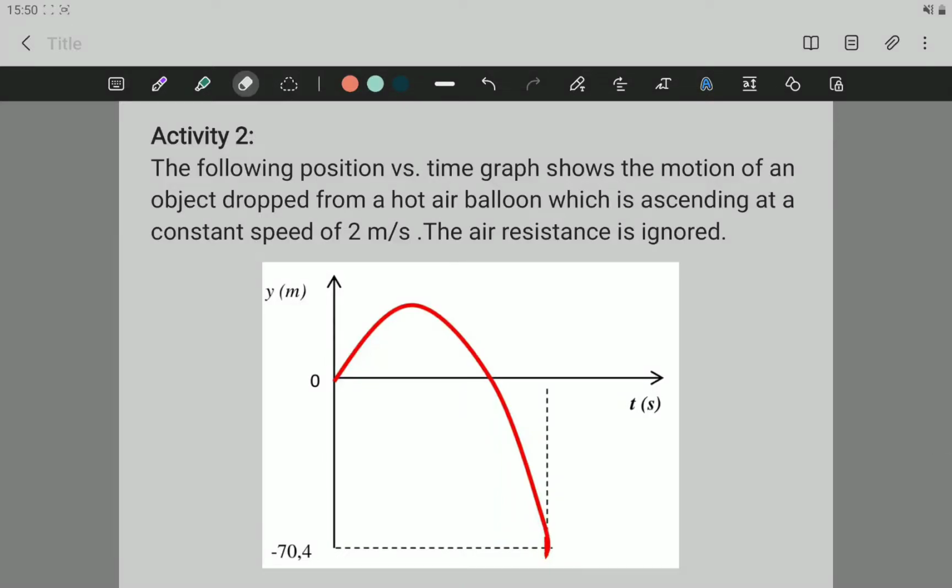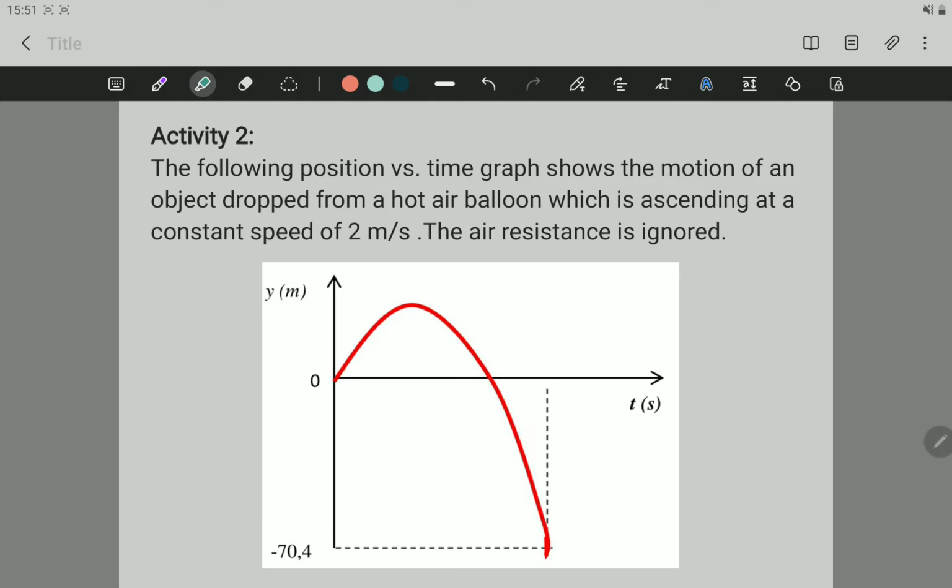We are going to be doing another question on vertical projectile motion. This question is Activity 2 from Lesson 12, one of my lessons. The question says the following position versus time graph shows the motion of an object dropped from a hot air balloon, which is ascending at a constant speed of 2 meters per second. The air resistance is ignored.